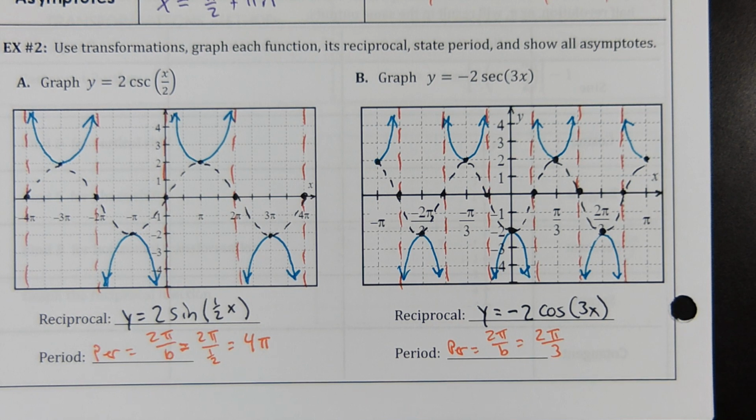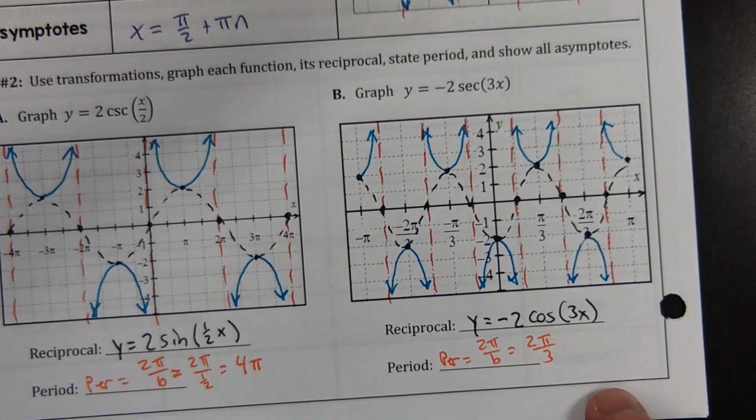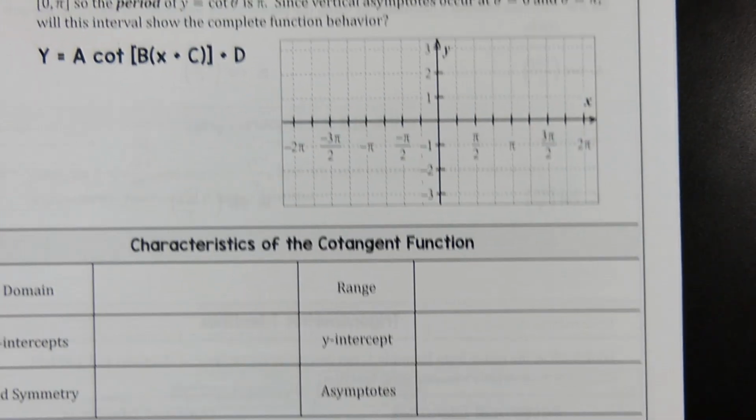Questions, comments, concerns about secant and cosecant so far? Not bad, right? Not bad at all. I hope you think that it's not bad at all. What's next? Is it cotangent? Yes, it be cotangent.